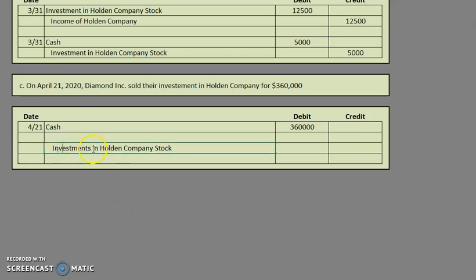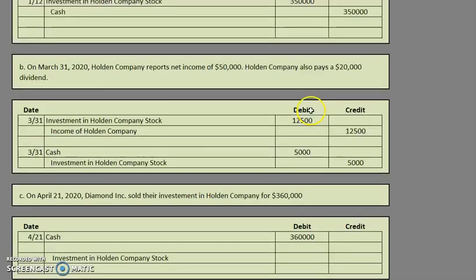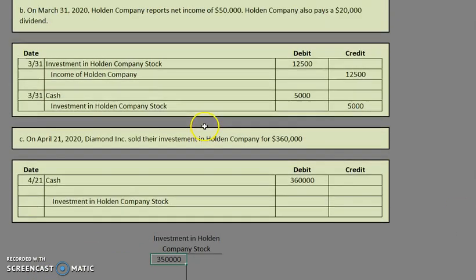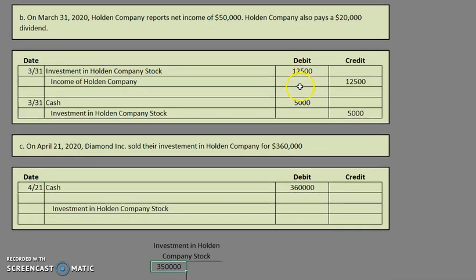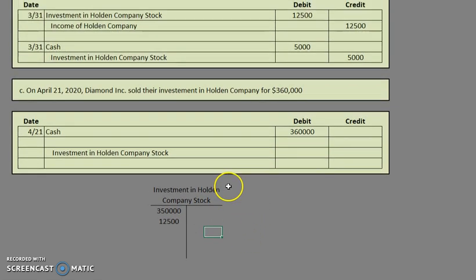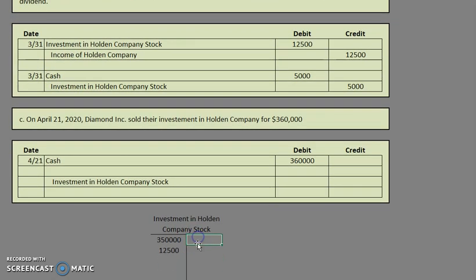So I'm going to make a T account off to the side, and that way we'll be able to find the current balance. All right, I have a T account set up. Let's find the balance in this account. So we originally debited that investment account for $350,000. So let's put that on the debit side. $350,000 debit. If we look at entry B, we'll see that we also have a debit to investment for $12,500. Let's debit that investment for $12,500. And then we see that in B, we also had a credit to the investment account by $5,000.